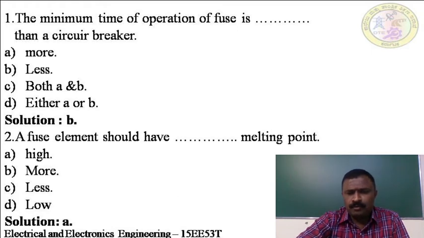Question number 2: a fuse element should have dash melting point. The options are A high, B more, C less, D low. This is one of the properties of a fuse element. Whatever fuse element you are supposed to select, it should have a high melting point. So the solution for this is high melting point.